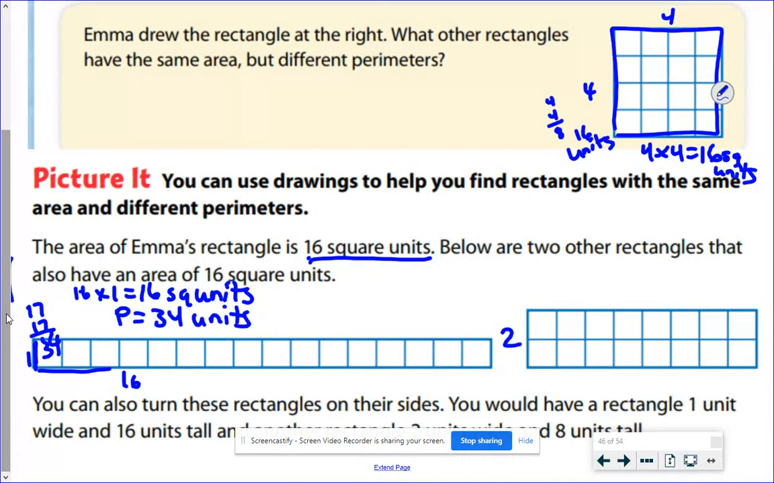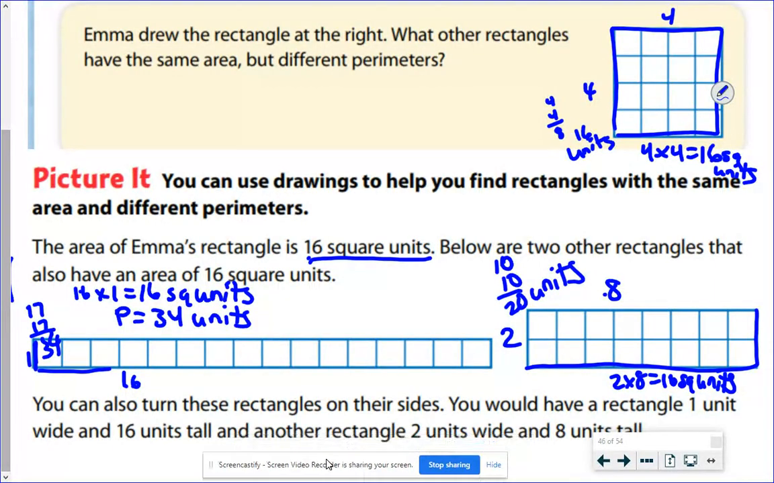This is 2 units by 8 units. And 2 times 8 is 16 square units. To find perimeter, add these two sides, 2 plus 8 is 10. And then add it again because you're going to be adding the other two sides by doing that. So that's 20 units. All of these have the same amount of space inside, but the distance around these shapes is a different amount.